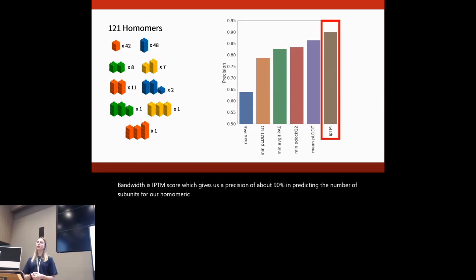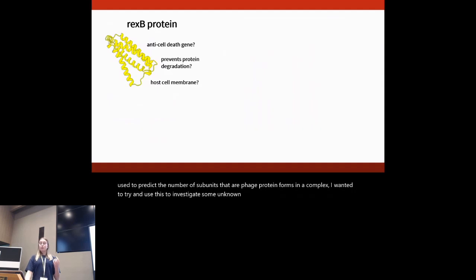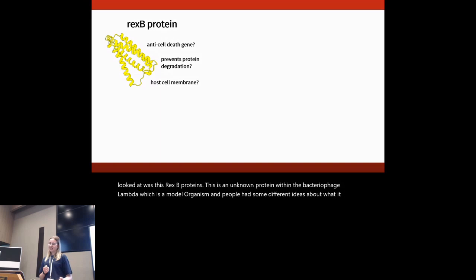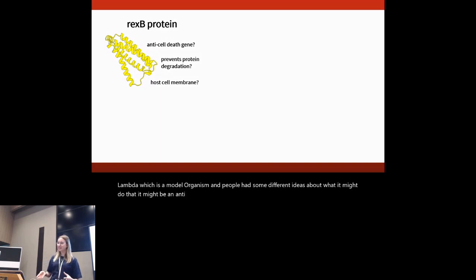Now that we have this really cool method that can be used to predict the number of subunits that a phage protein forms in a complex, I wanted to use it to investigate some unknown phage proteins. One protein that I looked at was the RexB protein. This is an unknown protein within bacteriophage lambda, which is a model organism. People have had different ideas about what it might do, that it might be an anti-cell death gene, or that it might prevent protein degradation, but we really don't know what it does.